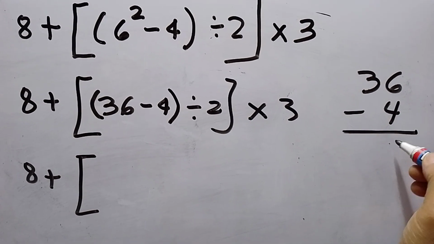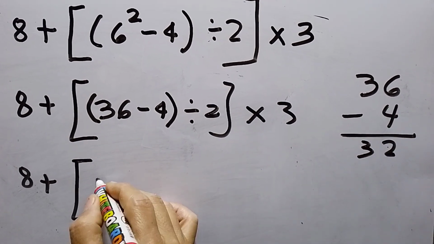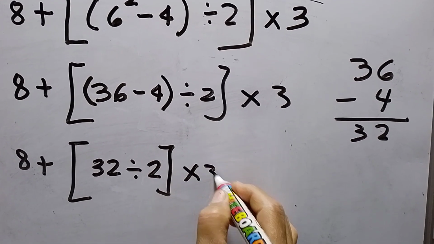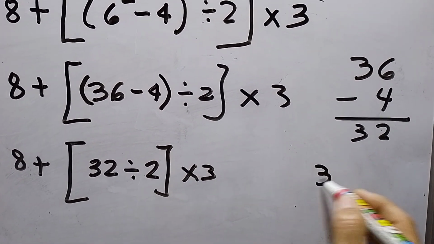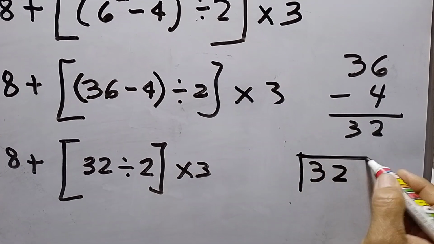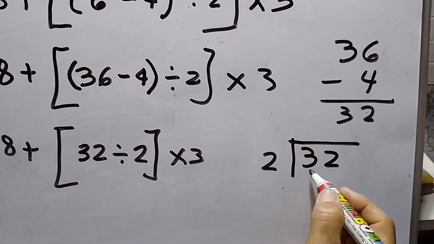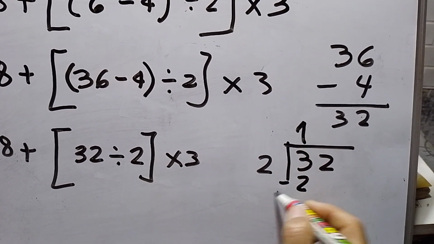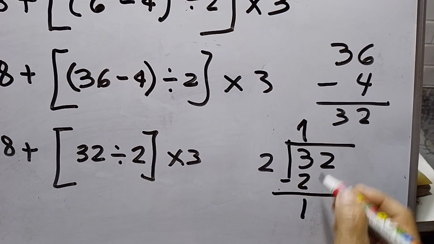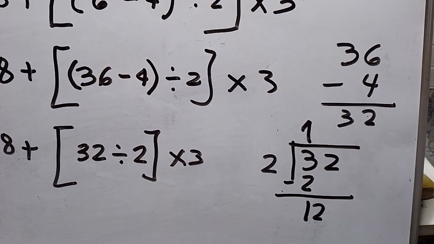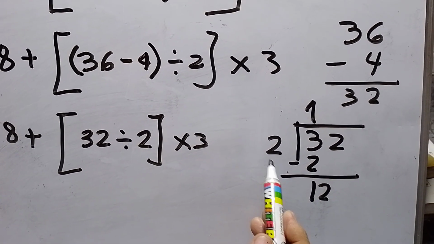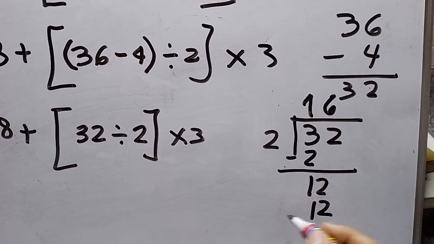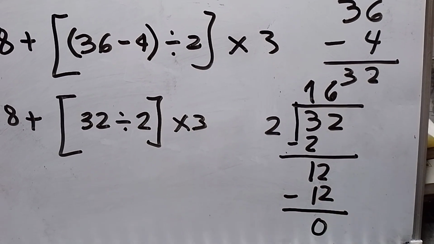So 8 plus this one, 36 minus 4. So this is 6 minus 4 is 2. Then bring down 3. So this is 32 divided by 2 times 3. 32 divided by 2. How many 2 do I have in 3? This is 1. Then multiply. Take away 3, take away 2 is 1. Bring down 2. And then my new dividend is 12. How many 2 do I have in 12? So this is 6 times 2. That is 12. This will be 0.